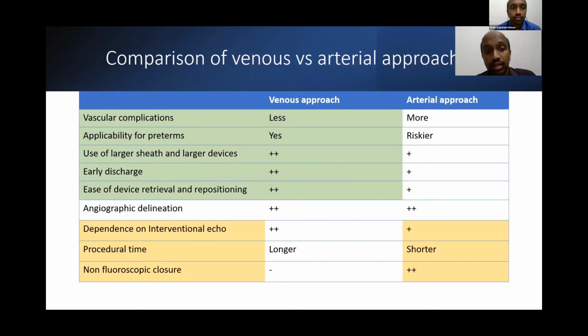However, interventional echo is more demanding in the venous approach. Procedural time tends to be shorter with the arterial approach, and non-fluoroscopic closure is feasible with the arterial approach and not the venous approach.